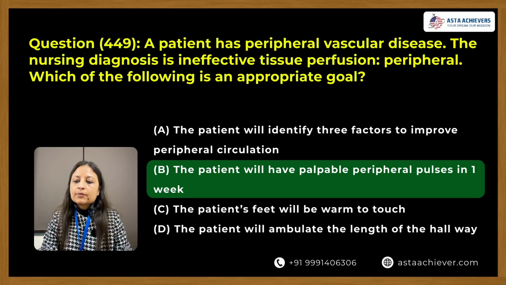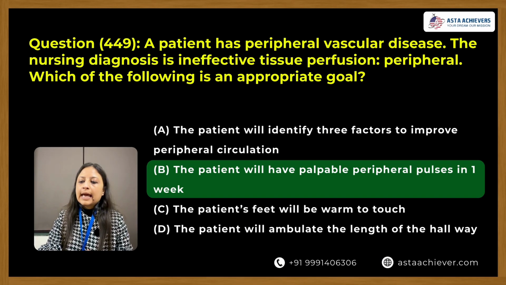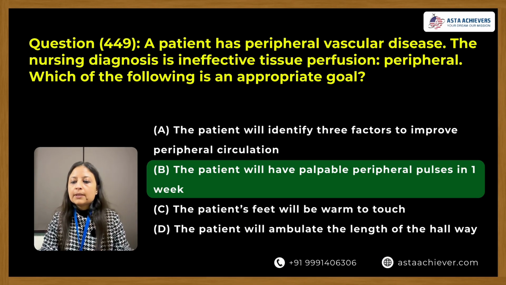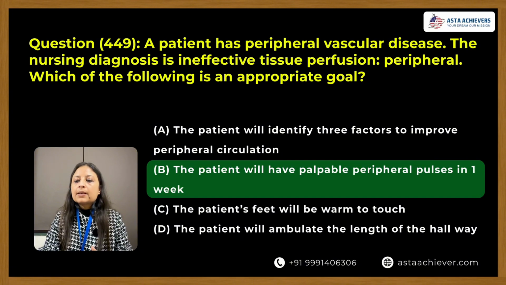Option C, the patient's feet will feel warm to touch. And option D, the patient will ambulate the length of the hallway. So option B, the patient will have palpable peripheral pulses in 1 week, is the correct answer.